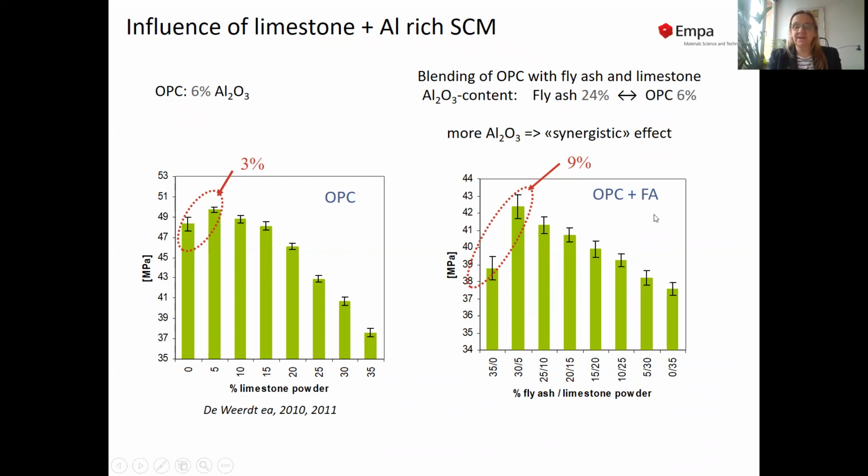And we can see in the cement containing fly ash a stronger increase of strength if we have some limestone present. We can also reach a similar picture if we use calcined clay and limestone as well, for instance, for the LC3 cement.